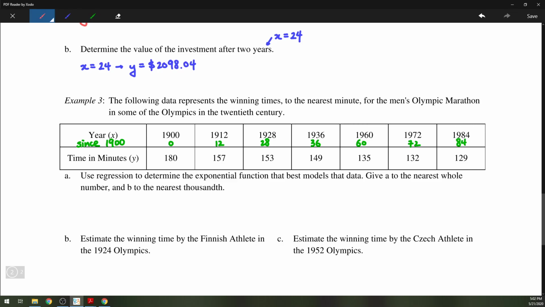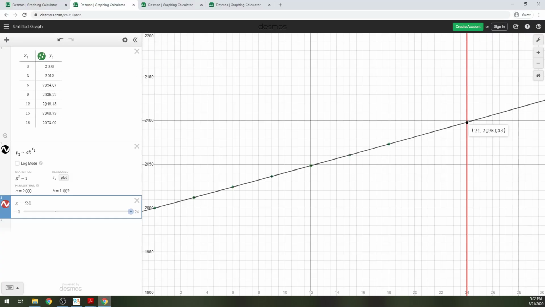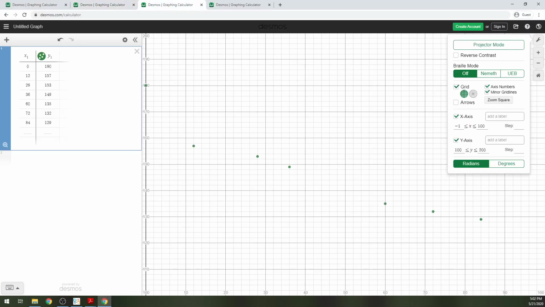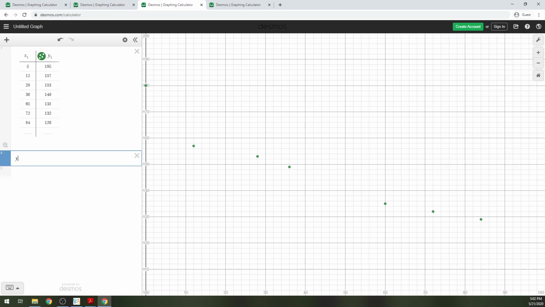Again, we're going to produce a regression first. Again, the data has been plotted for us already. Notice that it's decreasing, which makes sense. Over time, the athletic performance for marathoners is going to get better, so it's going to decrease the time. So again, y1 tilde a b to the x1 power.